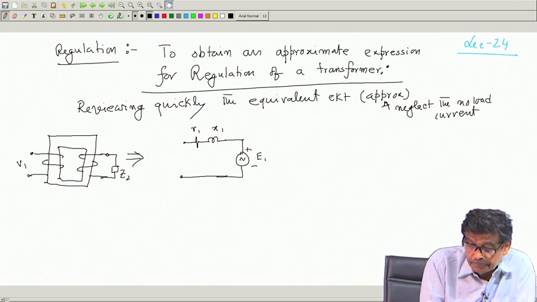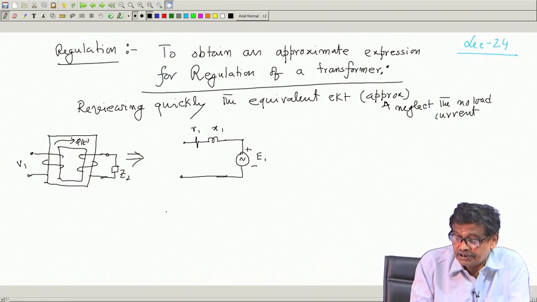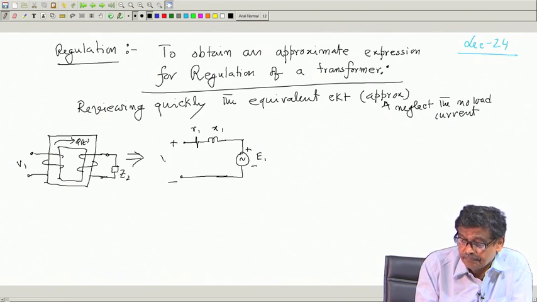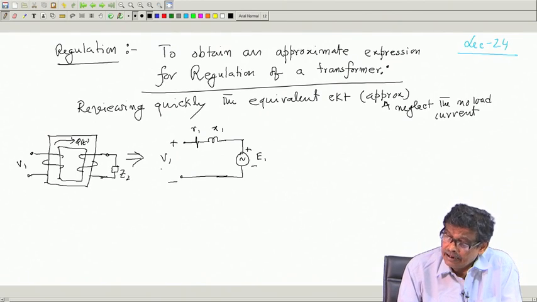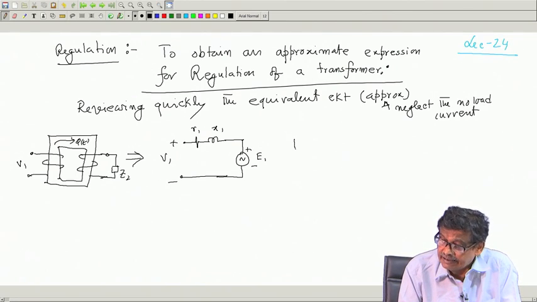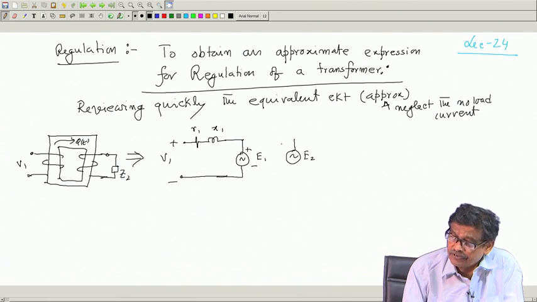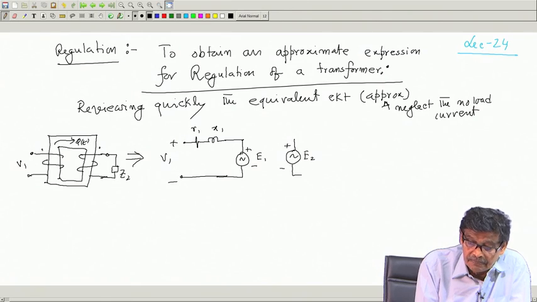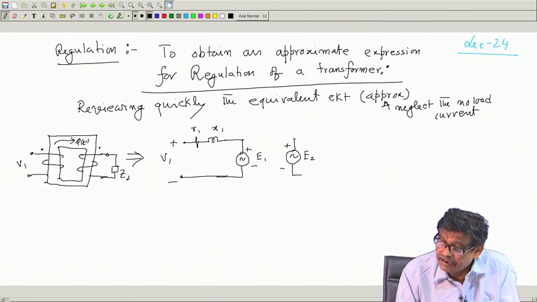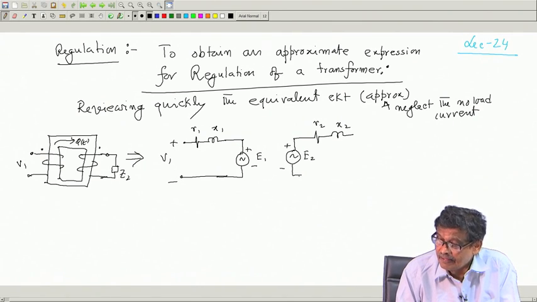a source of EMF. This becomes a source of EMF as there is a time varying flux, polarity I know, this is my V1. And on the secondary side, it is like this, it becomes a source of EMF, this is plus minus, that is the dot. So, fine, and here was your R2, X2, and here is your load.